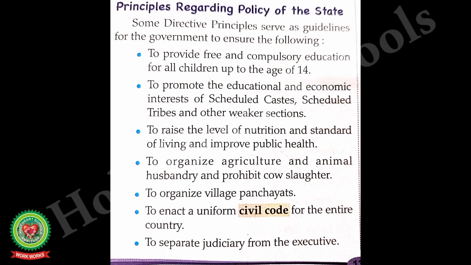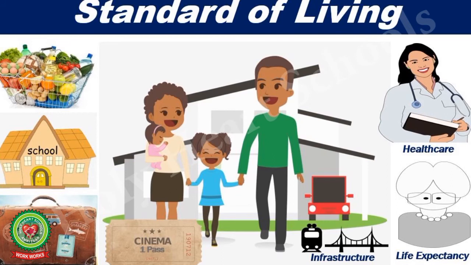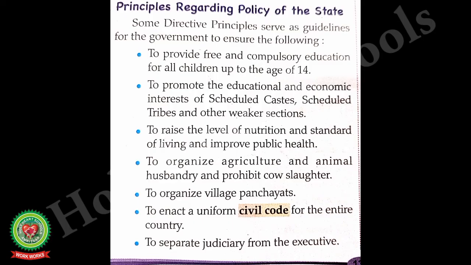Number 3, to raise the level of nutrition and standard of living and improve public health. Article 47 lays down that the state shall regard the raising of the level of nutrition and the standard of living of its people and the improvement of public health as one of its primary duties.